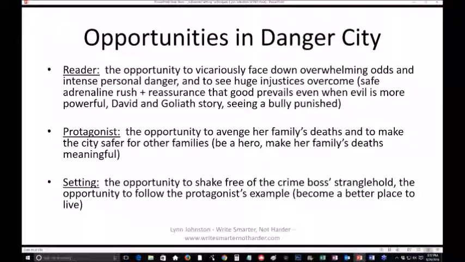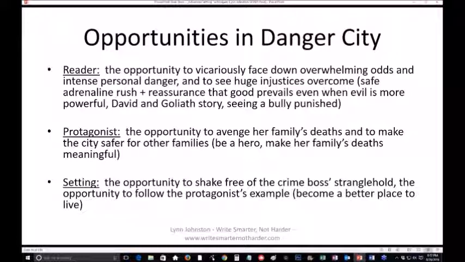Also, the protagonist is going to have the opportunity to avenge her family's deaths and to make the city safer for other families, to be a hero, to make her family's deaths mean something. And of course, the reader is going to get to have that intense emotional experience vicariously.